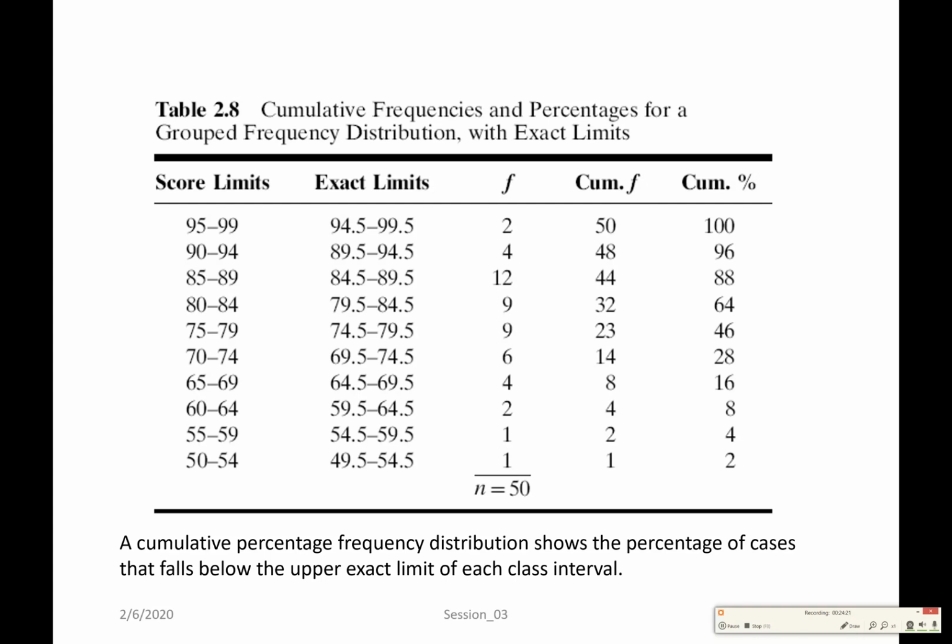And then you add that to the next frequency. 2 plus 2 is 4. 4 plus 4 is 8. 8 plus 6, 14, and so on and so on. That's how you would get cumulative frequency. You do that all the way to the top, and you get 50, which is the total number of students.